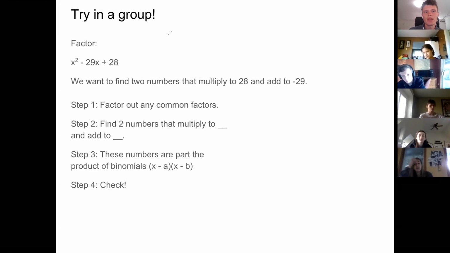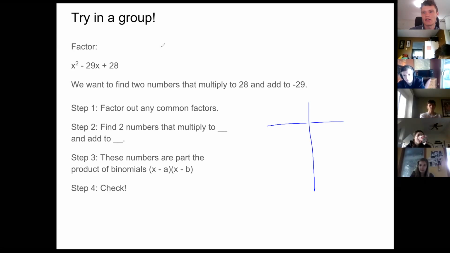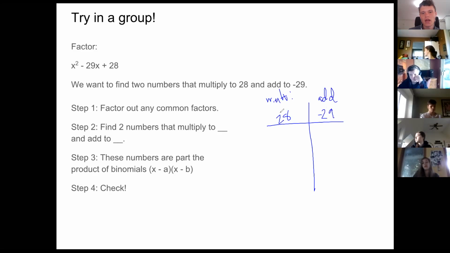What I usually do is a quick table like this, where we're looking for 2 numbers that multiply to 28 and add to negative 29. As you get started, you might try 7 times 4. That multiplies to 28 but adds to 11. This is a real quick way of doing it. And 11 is not negative 29, so we move on.